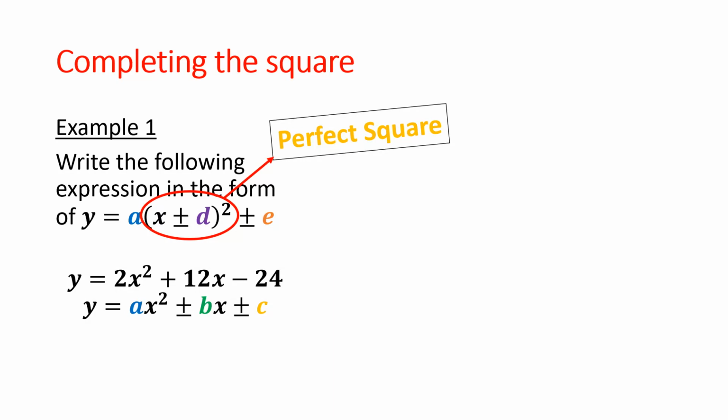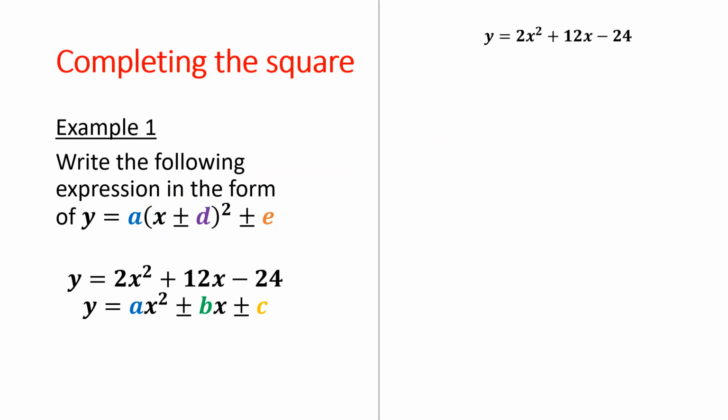So let's show you how we rearrange it. Let's start with y equal to 2x squared plus 12x minus 24. The first thing we're going to do, we don't want anything out the front of the x squared. So we've got to divide everything by 2. Everything on the right gets divided by 2, and we also have to divide the y by 2.